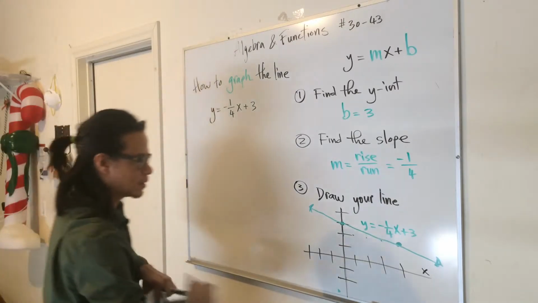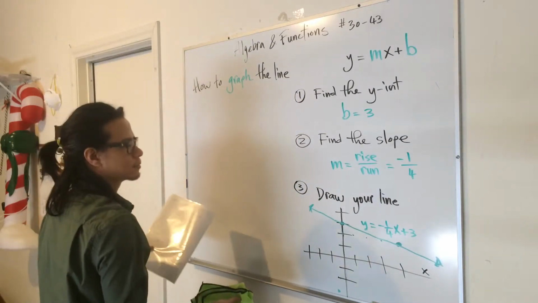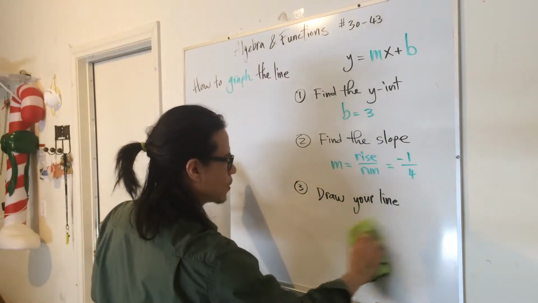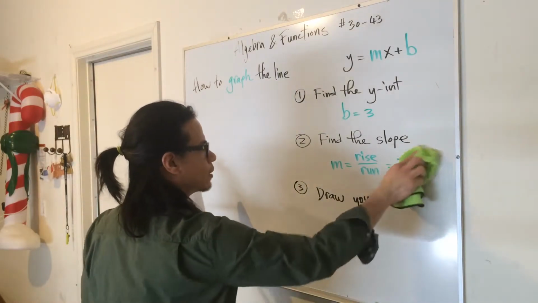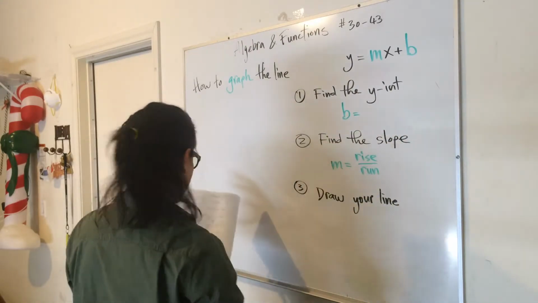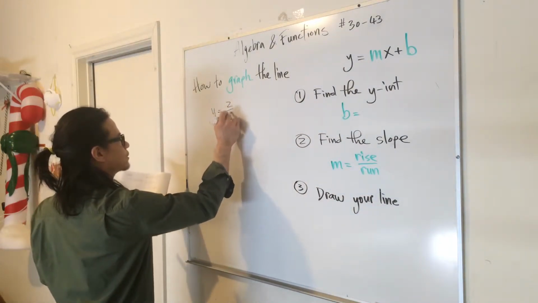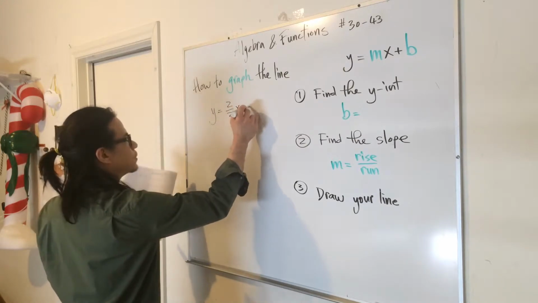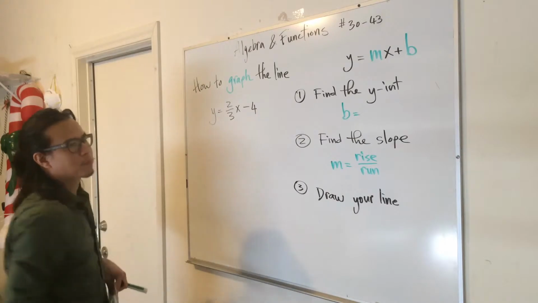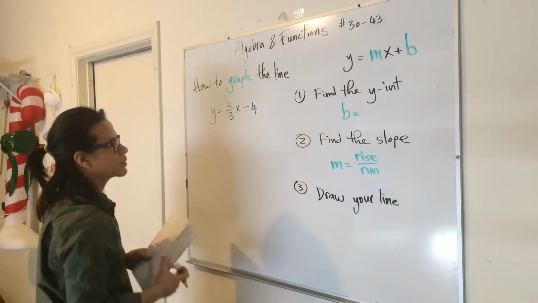Okay, since you're on a roll, let's look at another example. Let's see if we can graph the line y equals 2/3 x minus 4. Push pause on this video, and I truly believe that you'll be able to graph this using this setup here.